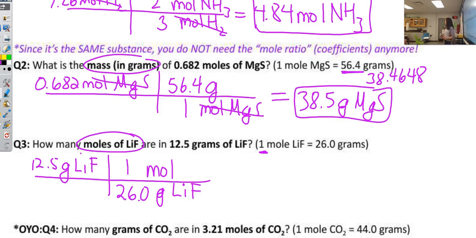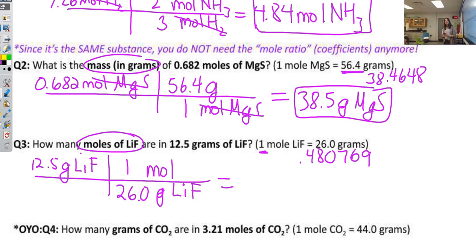Now in your calculator, what do you do? 12.5 divided by 26. Good. Everybody say denominator divide. Denominator divide. If it's in the denominator, you have to divide. So we're going to do 12.5 divided by 26. And I'm getting 0.480769 something, something, something. Okay, 3 digits.